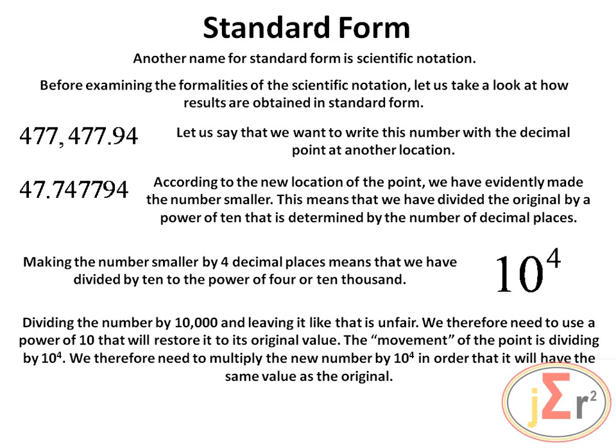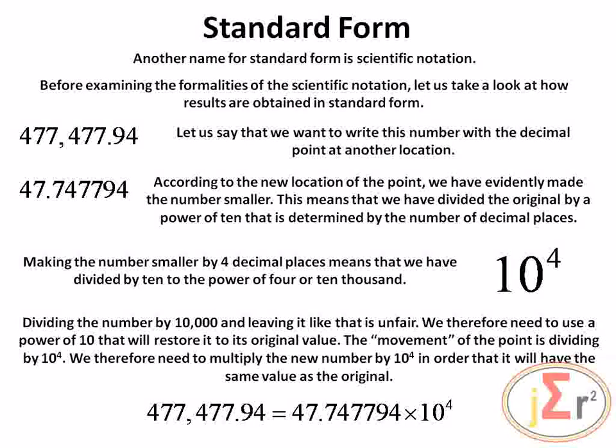So, by moving the point, we have divided the number by 10 to the power of 4. So if we want to restore it to its original state, we need to multiply by 10 to the power of 4. And that is what standard form is all about. Now that we have moved the point, in order that the number will be the same in value as the one that we had before, we have to multiply by 10 to the 4. Because by writing this number like this, it means that we have divided by 10 to the power of 4.